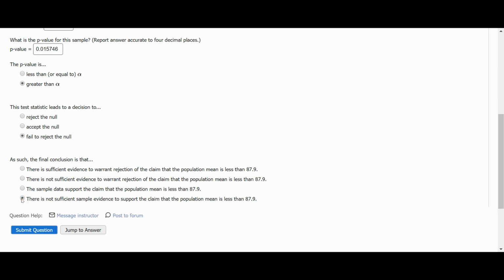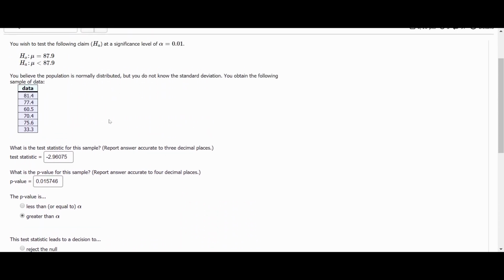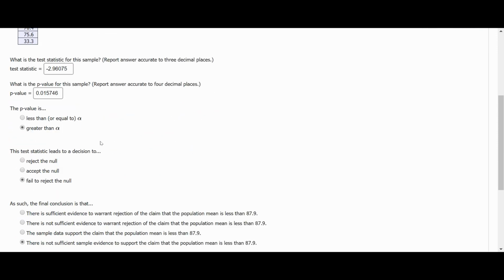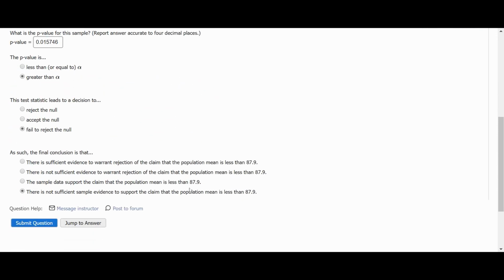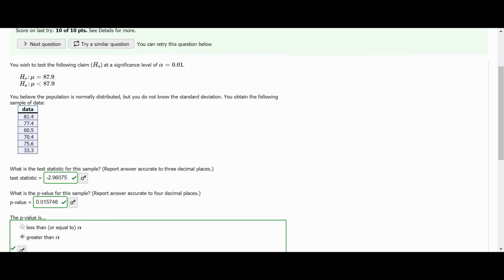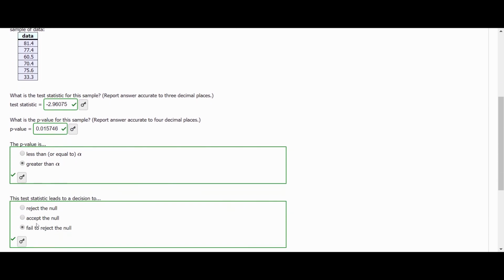I think we want to say this one. There is not sufficient sample evidence to support the claim that the population mean is less than. So there's not sufficient sample evidence to support the alternative hypothesis in this case. All of these are related to the less than 87.9, so that's the alternative hypothesis. I'm going to submit my answer to the question, and you'll notice we got all of these things correct.